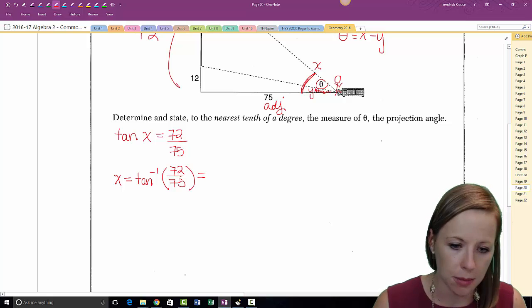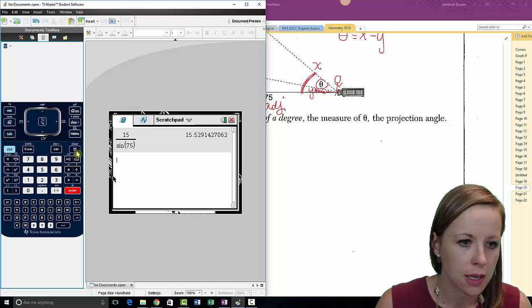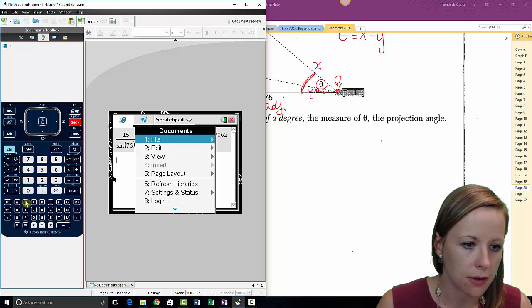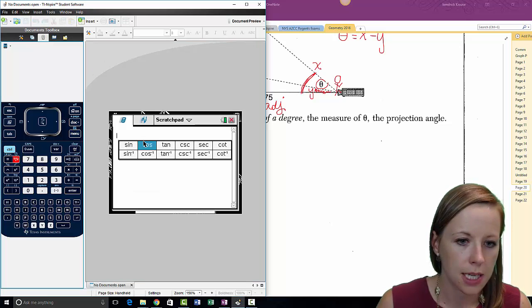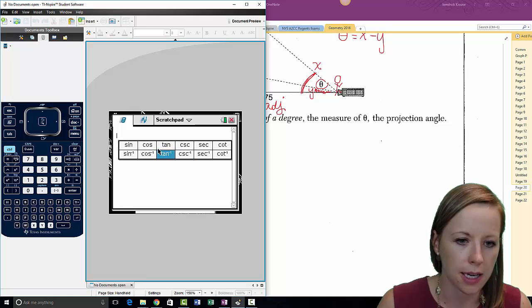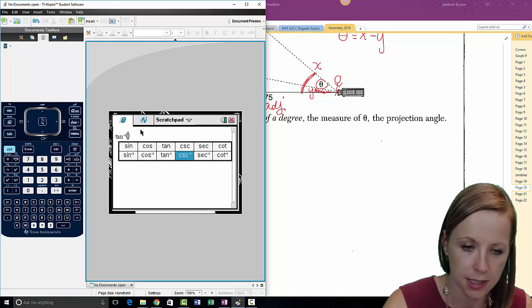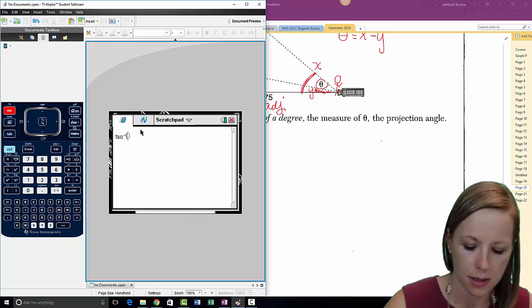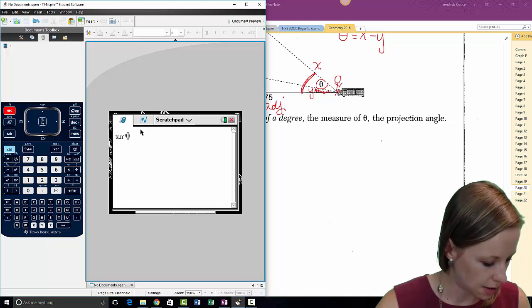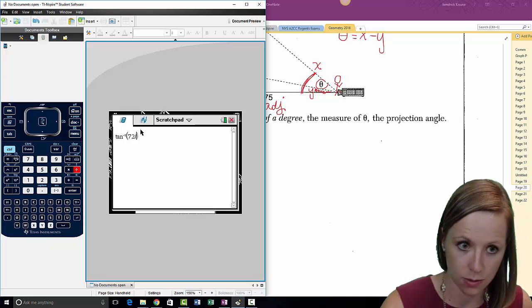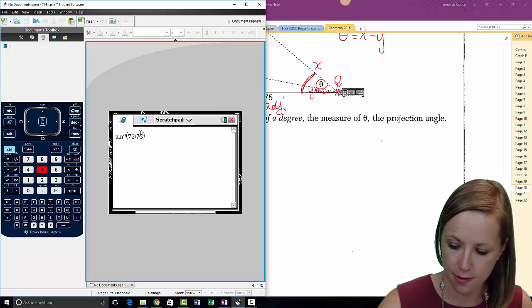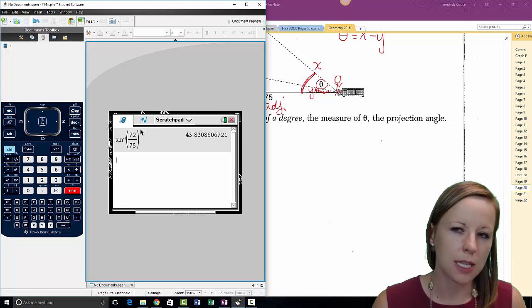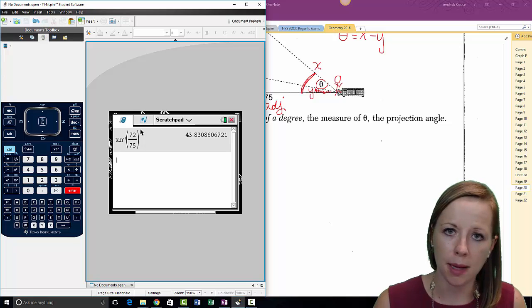Now it's going to give me a crazy number, so I'm going to go to my calculator. I'm going to press second B to clear it out. Tangent inverse, I hate when it does that. I apologize. Escape. What was it? 72 over 75. And I get this crazy number, right? 43 point blah, blah, blah.